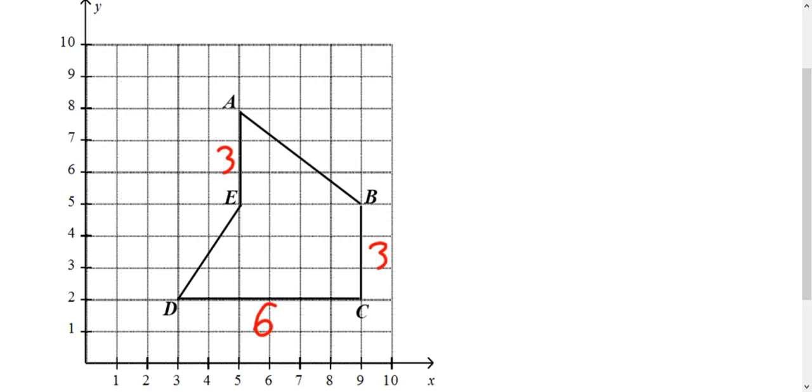Then you can do the more difficult ones. Turn that into a triangle. That's 4 and 3. 3 squared plus 4 squared is 9 plus 16, which is 25. So that's the square root of 25, which is just 5.